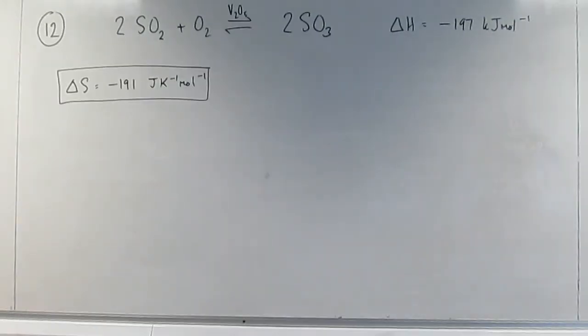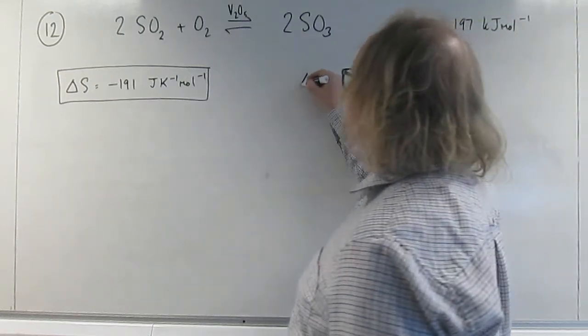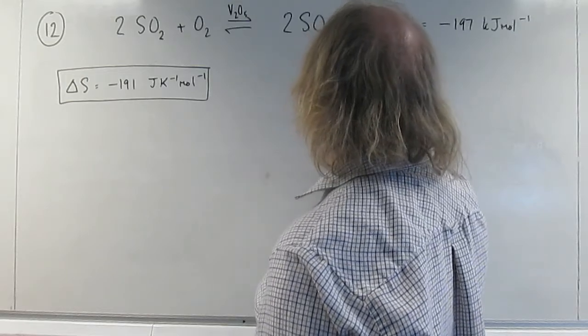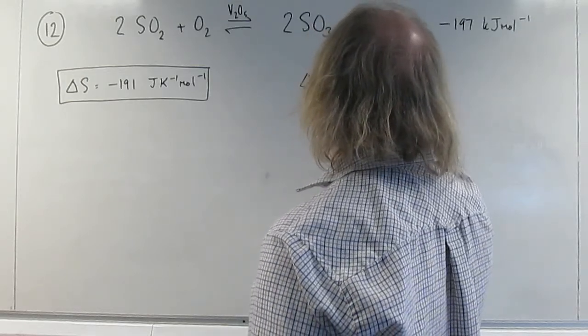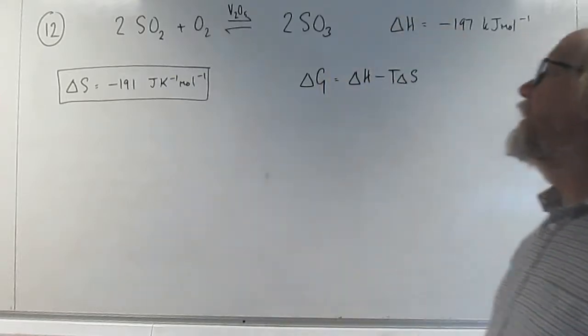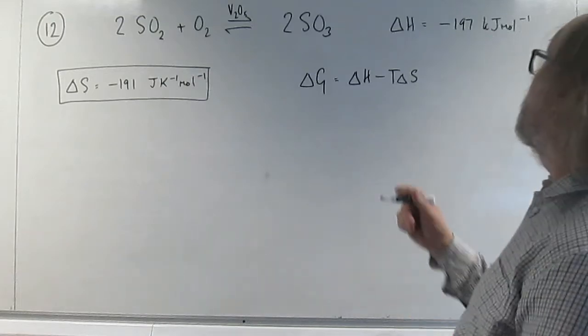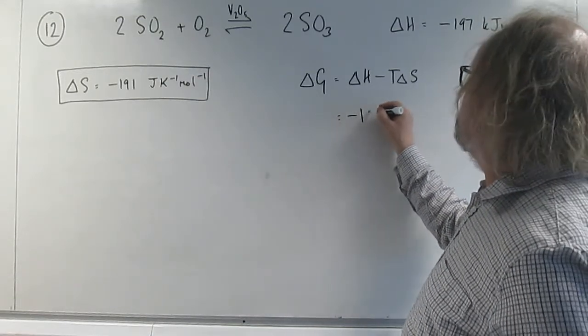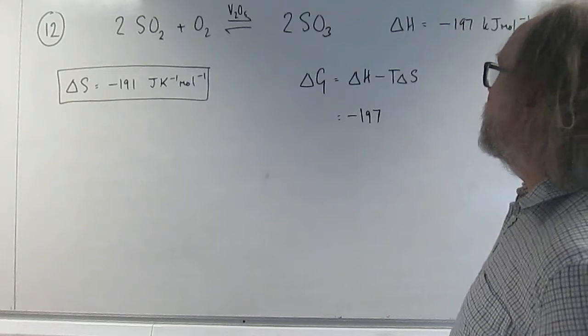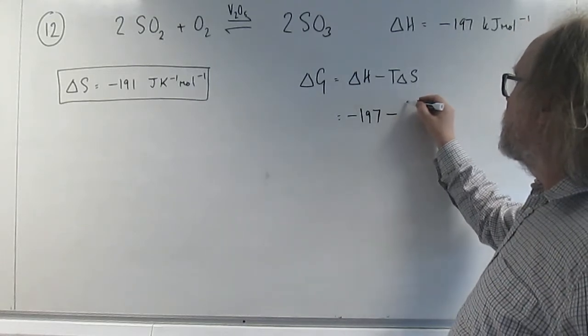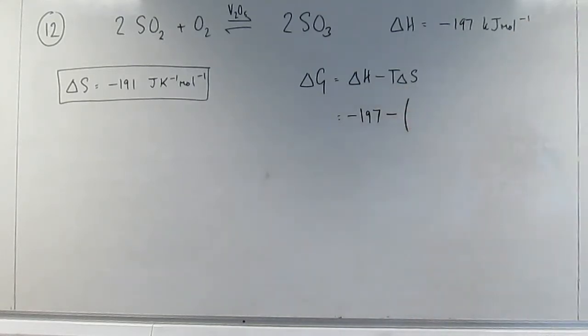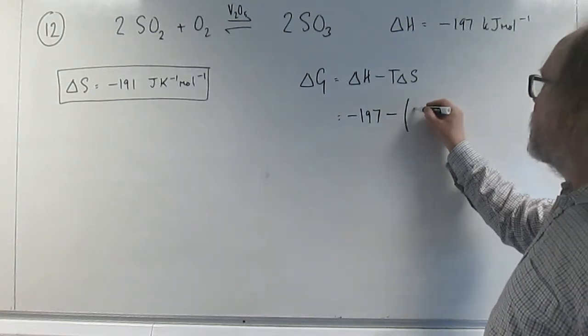Next job then, having calculated delta S in the last part, we've got to calculate delta G at 500 degrees C. So, as always, begin by writing the expression. Delta G is delta H minus T delta S. And we've got all the numbers, so it just comes down to plugging those in. So we get that equals minus 197 for delta H, and then minus T, 500 degrees C, add 273 to turn it into Kelvin, is 773.